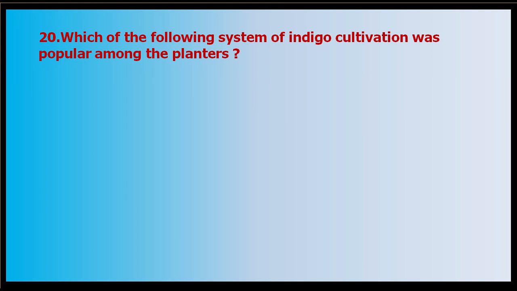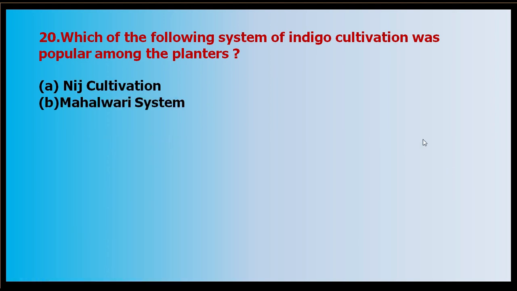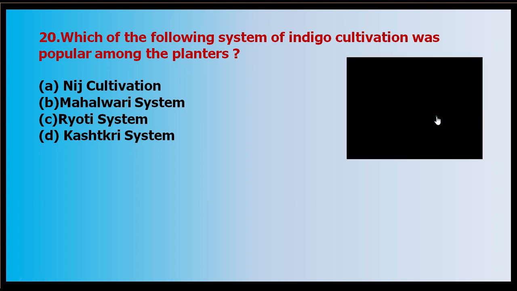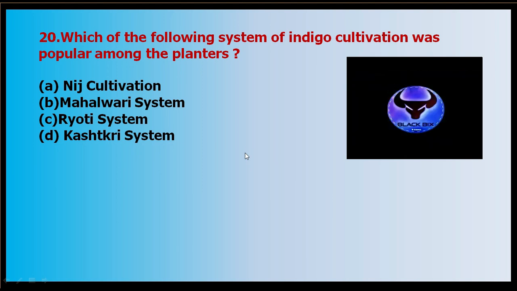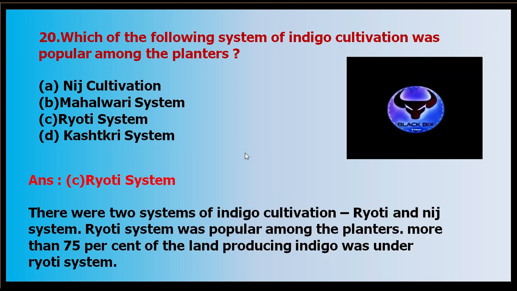Okay, so now it's time to move on. Question number 20. Which of the following systems of indigo cultivation was popular among the planters? Your options are: Option A, Nij cultivation. Option B is Mahalwari system. Option C is Ryotwari system. Option D is CBSE system. And your time starts now. Which one was popular among the planters? Okay, so time's up. So here the answer is Ryotwari system.